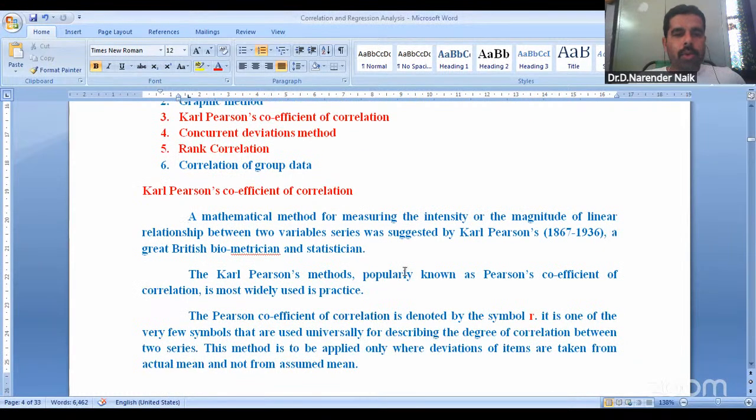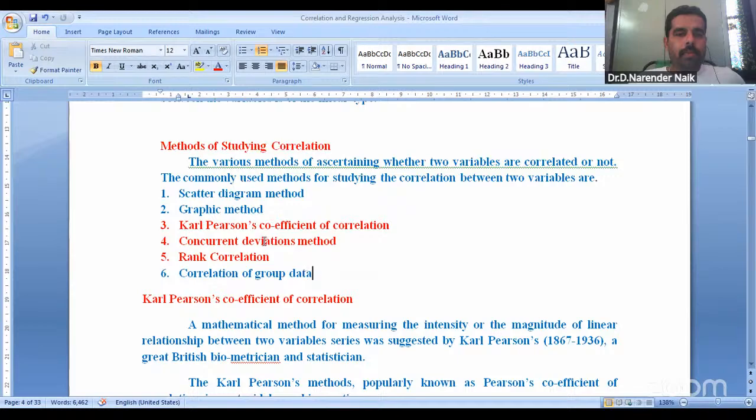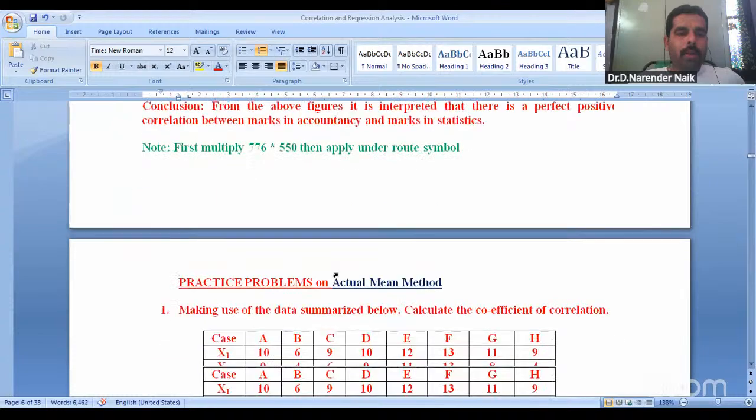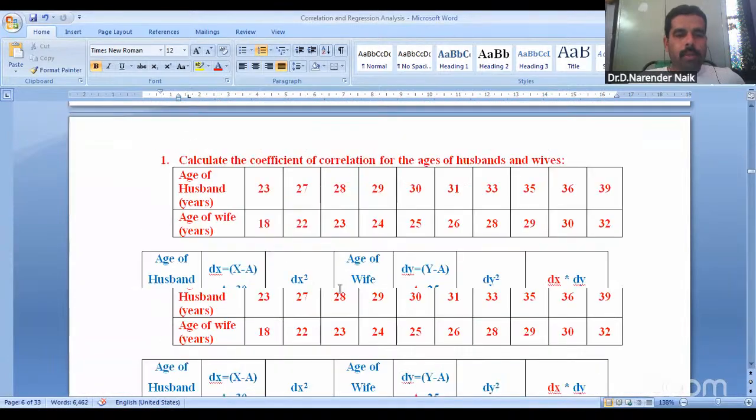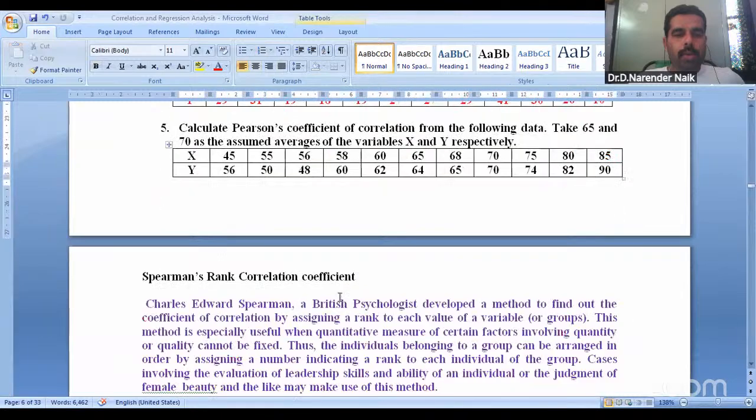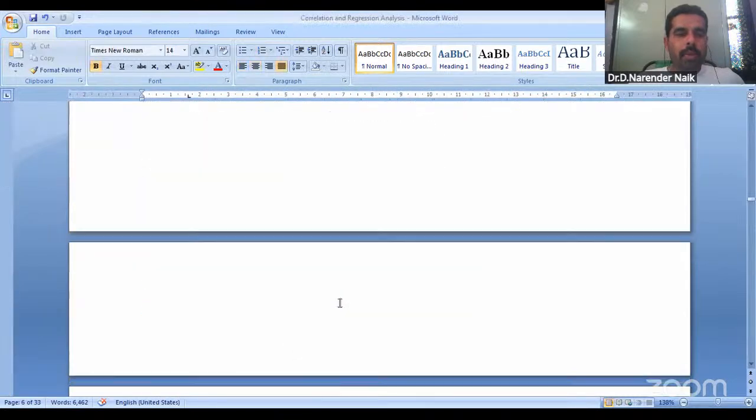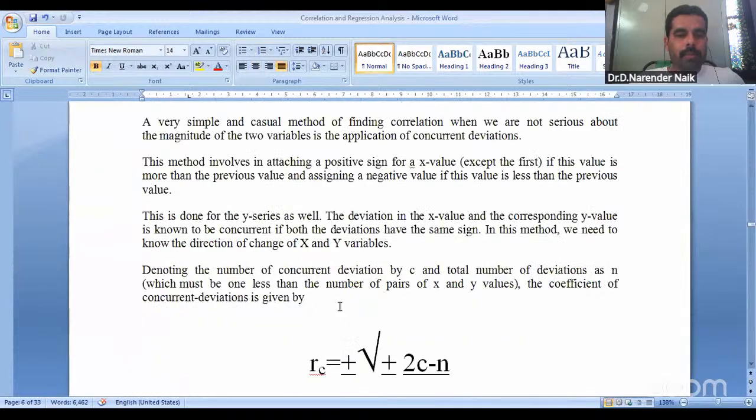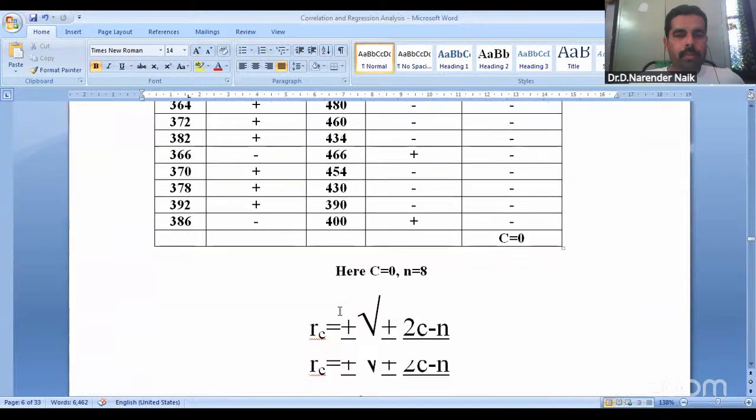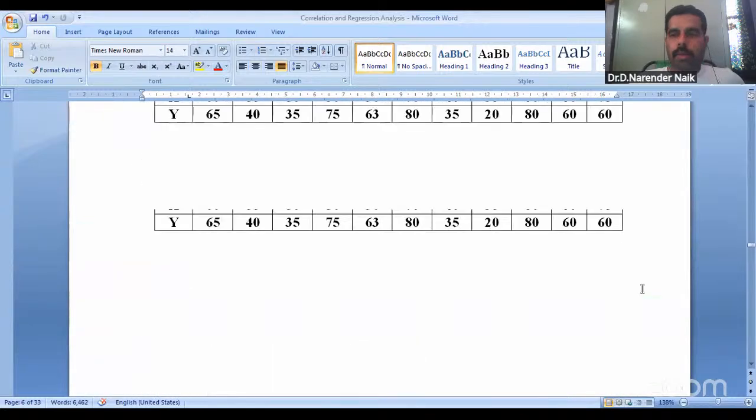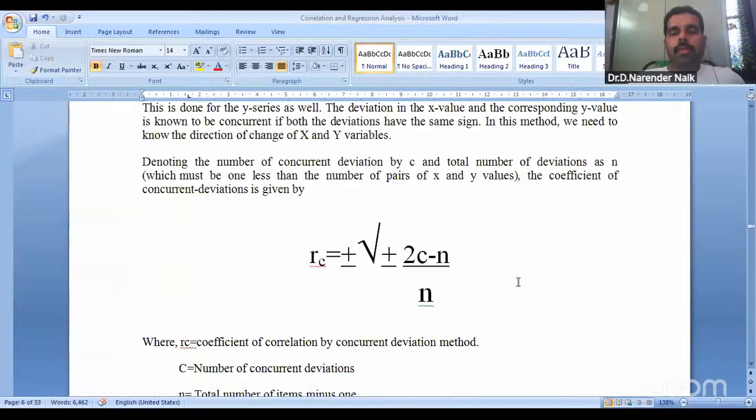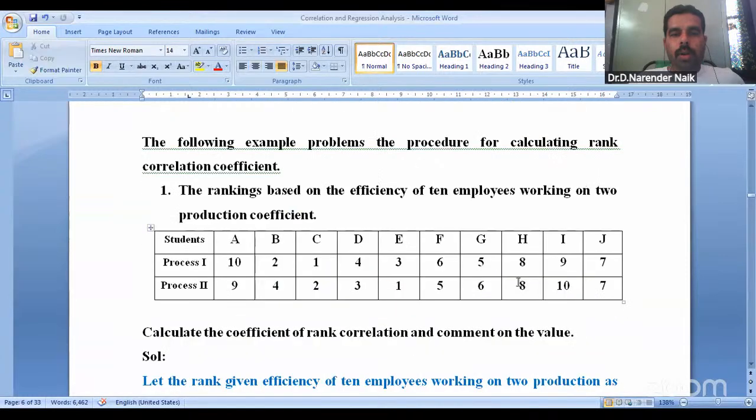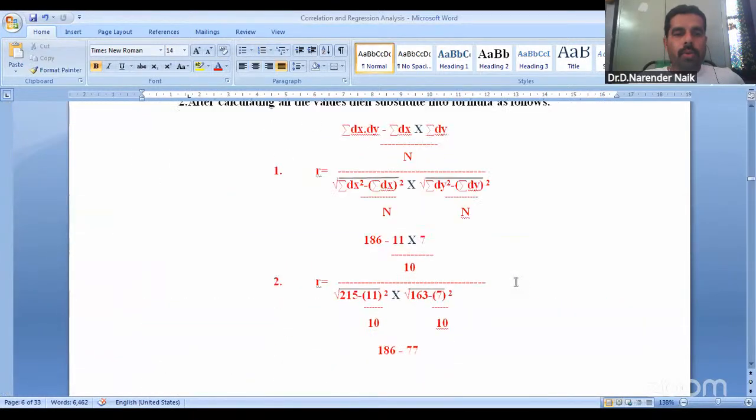Scatter diagram and the other methods are there, but the important points we are going to study. So we'll see Karl Pearson coefficient of correlation topic. It is a very interesting topic, and that is the important topic I am focusing on first. Karl Pearson's coefficient of correlation.